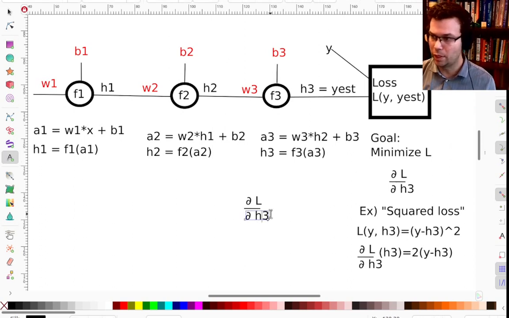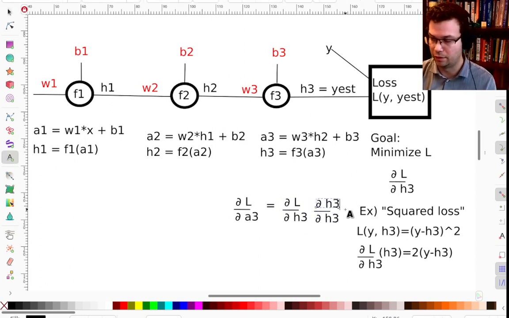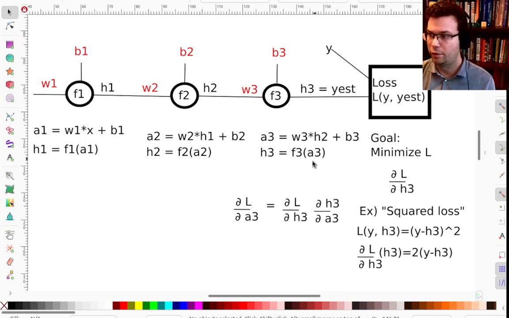If I want the derivative of the loss function with respect to a3, that is equal to the derivative of the loss function with respect to h3 times the derivative of h3 with respect to a3. And so this is the chain rule of calculus. What it's saying is, the loss function depends on a3 through h3. So I have to pass through this function to get from a3 to h3, and then I pass from h3 to the loss. So the chain rule works from the outside in.